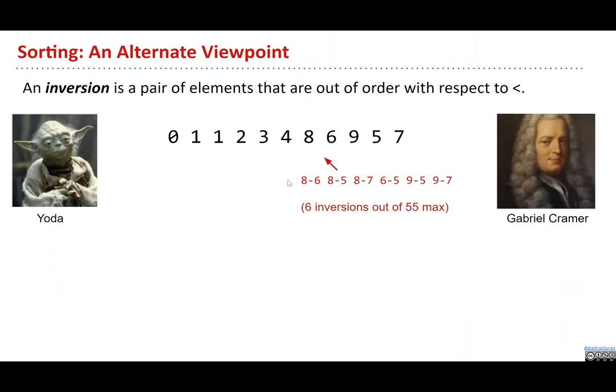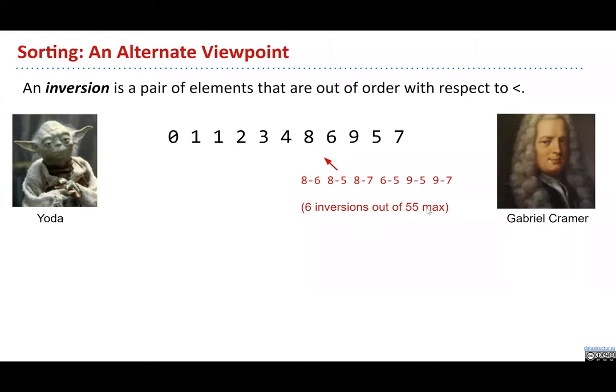So for example, here, there's 55 different pairs of items, if you count them up. And a lot of them are fine. Like, is 0 less than 1? Yes. Is 4 less than 6? Yeah. Is 8 less than 6? No, but it's to the left. So that's an inversion. Not so good if you're thinking about it being in sorted order. And so there's 6 different inversions if you want to count them up out of 55 max.